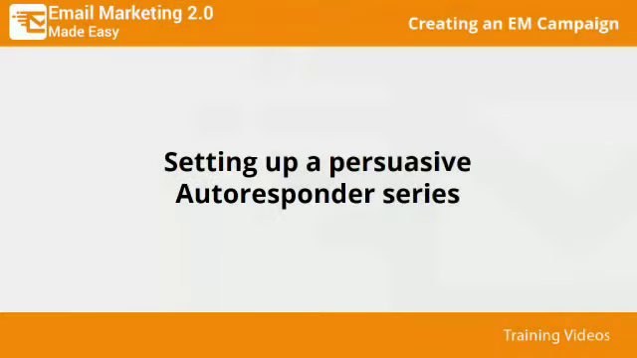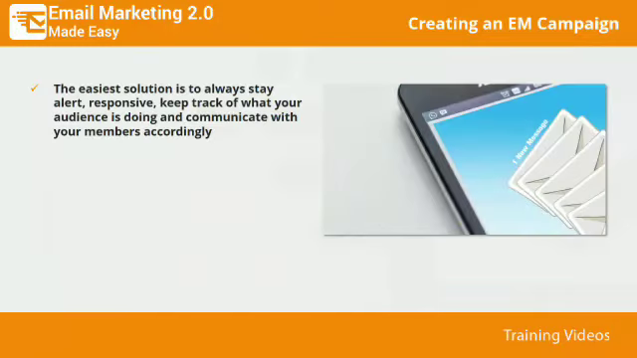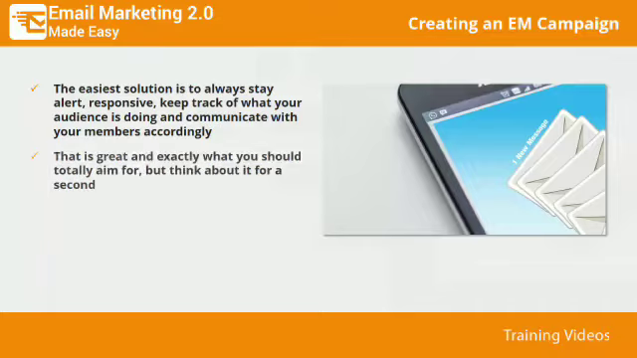Setting up a persuasive autoresponder series. Step 1 for capturing leads is to offer something that can't be found anywhere else. The second step is to nurture your audience to convert them into repeating customers. You've gotten this far into this course, so you already know that you do it by capturing their email addresses and keeping them engaged. How do you keep them engaged, though? The easiest solution is to always stay alert, responsive, keep track of what your audience is doing, and communicate with your members accordingly.